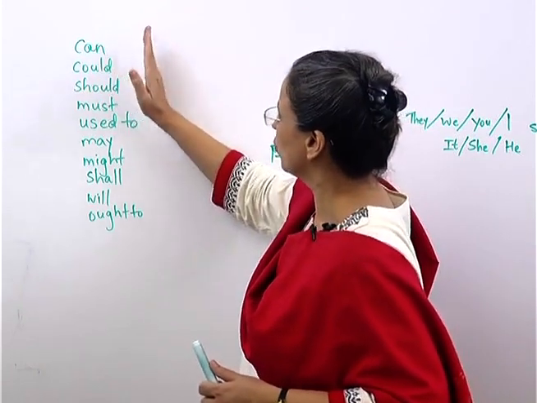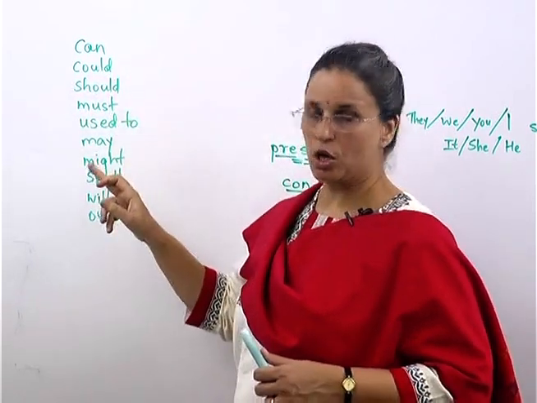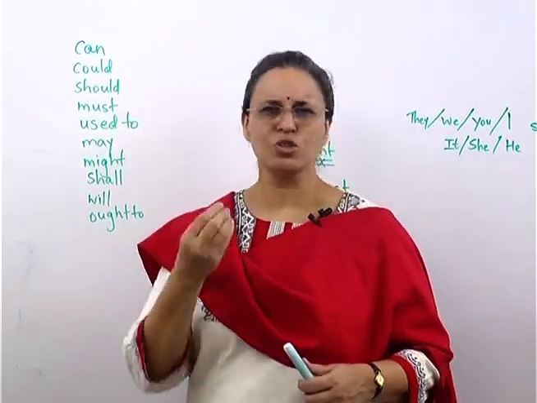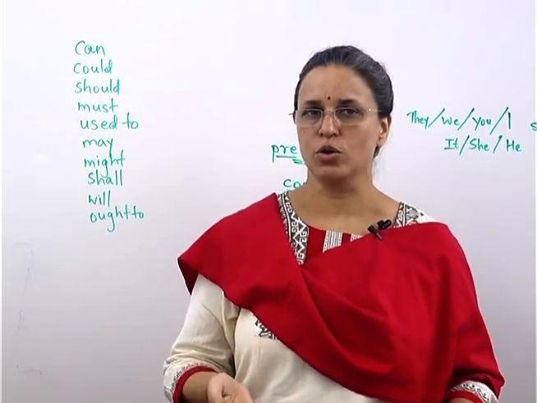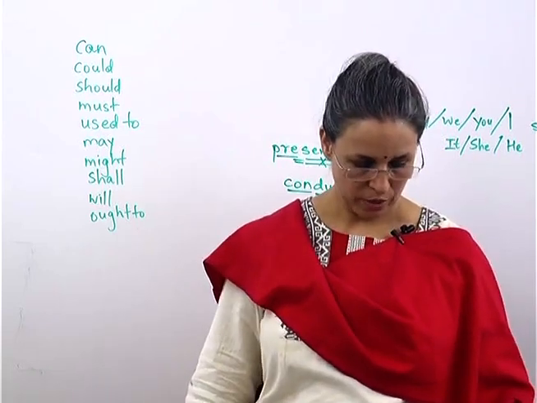After this will come your real verb. Can dance, or she could dance when she was small, or you should dance for the annual day. You're so good, so I'm advising you. Okay, so the actual verb, the main verb comes after all these.